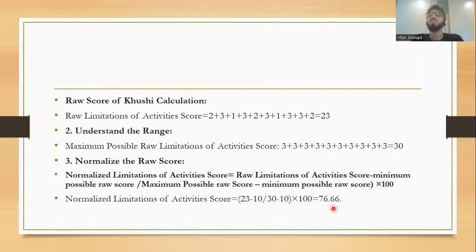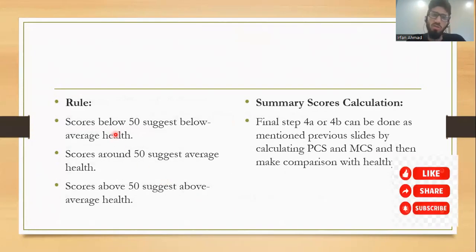So it is 76, which is above 50, so it means above average quality of life for the patient. So again, a score above 50 means above average health quality of life in our case. The final for A and for B can be done, as mentioned in previous slides, by calculating the physical component summary and mental component summary, and then making a comparison with the healthy. It depends on our outcome, our research questions, and our objective, what we expect from this questionnaire, so we can do it accordingly. I gave you all 4 possible options of what to do. You have these 4 options when you are dealing with SF-36, so you can deal with it accordingly.